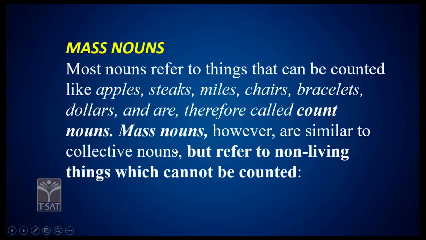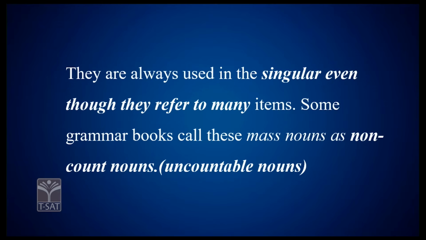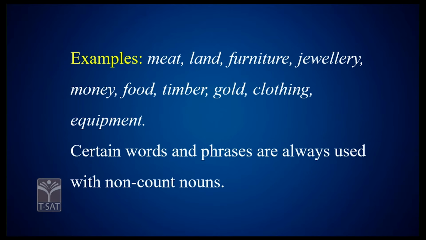These mass nouns are almost similar to the collective nouns, but they also refer to non-living things which cannot be counted, right? And these mass nouns are always used in the singular even though they refer to many items. Some grammar books call these mass nouns non-count nouns or uncountable nouns. Examples: meat, land, furniture, jewelry, money, food, timber, gold, clothing, equipment, etc.